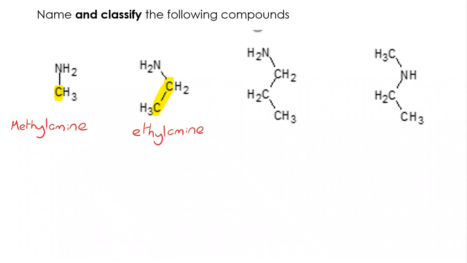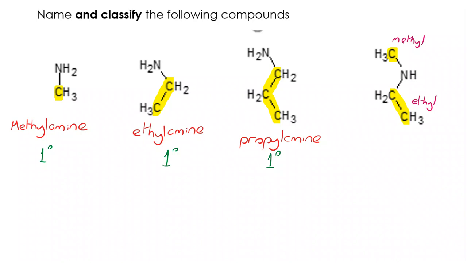The next one has got 3 carbons in a row. That's propyl, so that one is propylamine. And if we take a look at the next one, we can see that actually this is slightly more complicated. I have got an ethyl group and I've got a methyl group, both coming off the N. So we need to name this in a slightly different way.